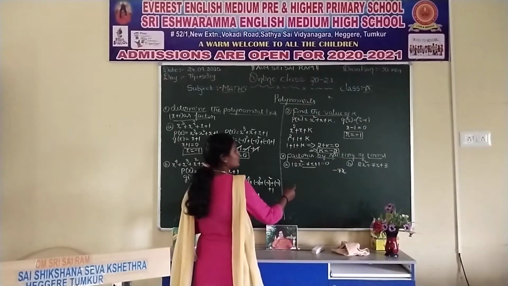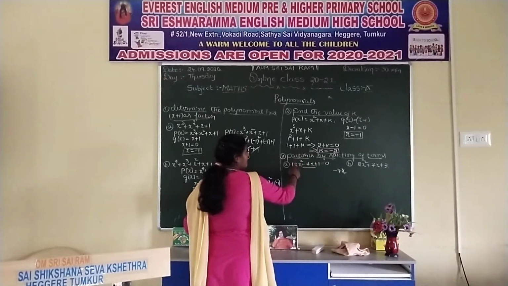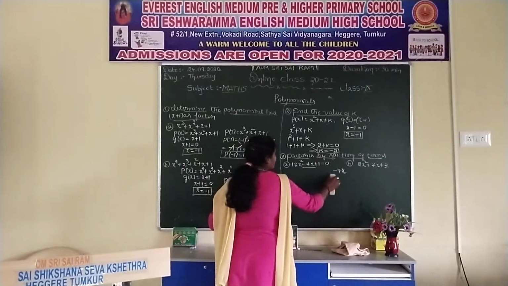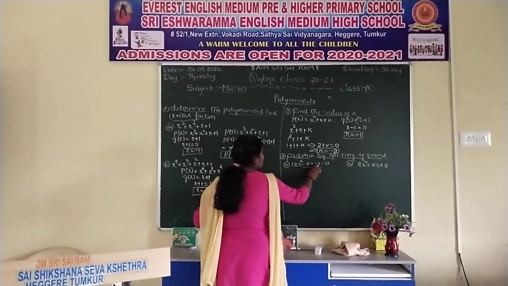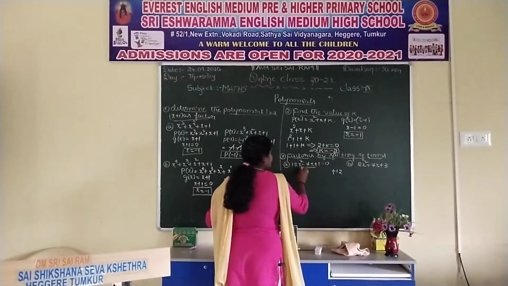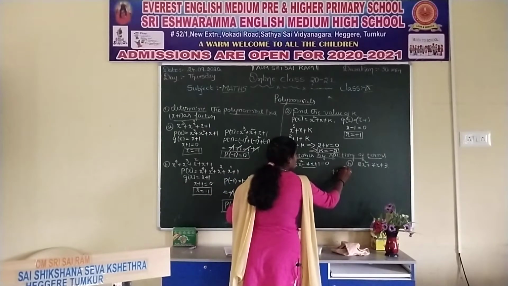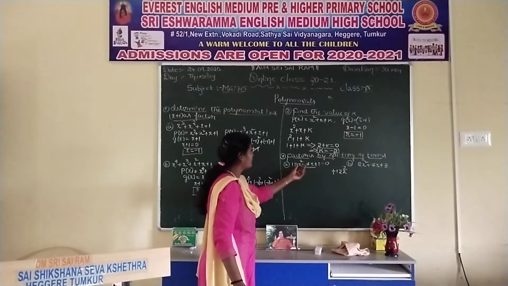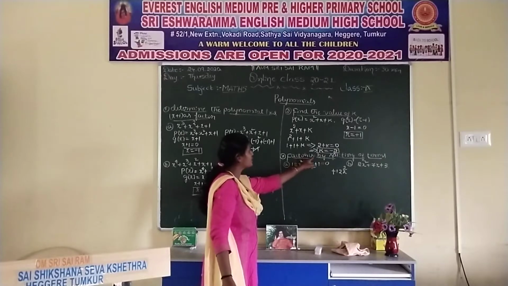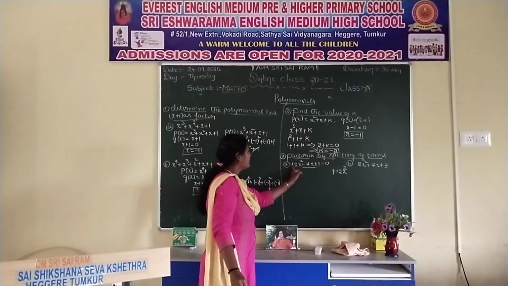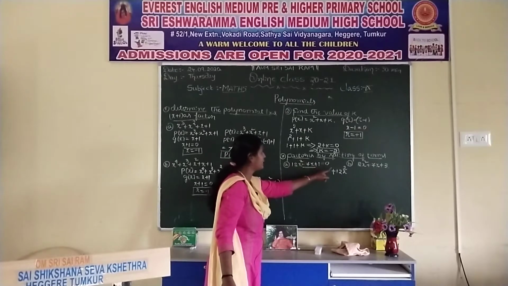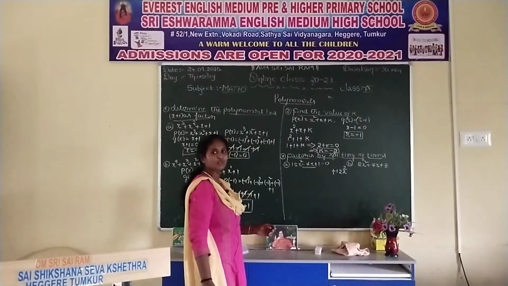Next, you should multiply the first term and the last term. Plus into plus is plus. 12 ones are 12. Here the variable is x square. First you identify the middle term, and the next step is you multiply the first term and the last term. Plus into plus is plus. 12 ones are 12 x square. You should split this 12x square.